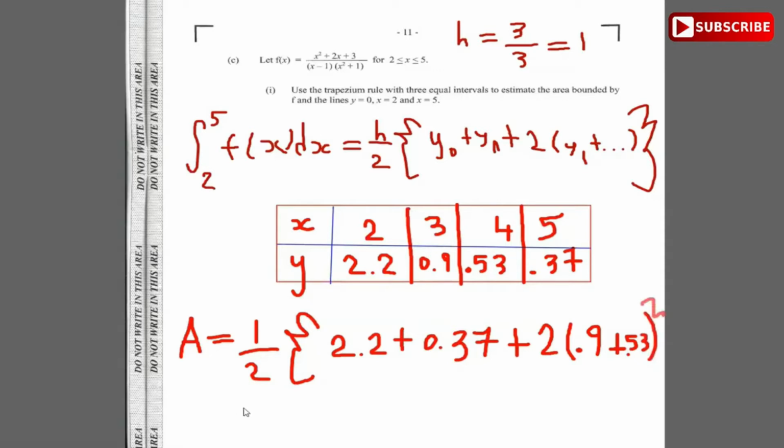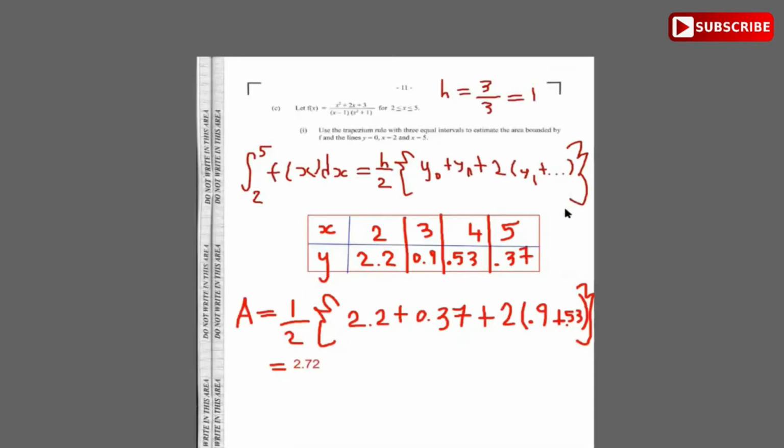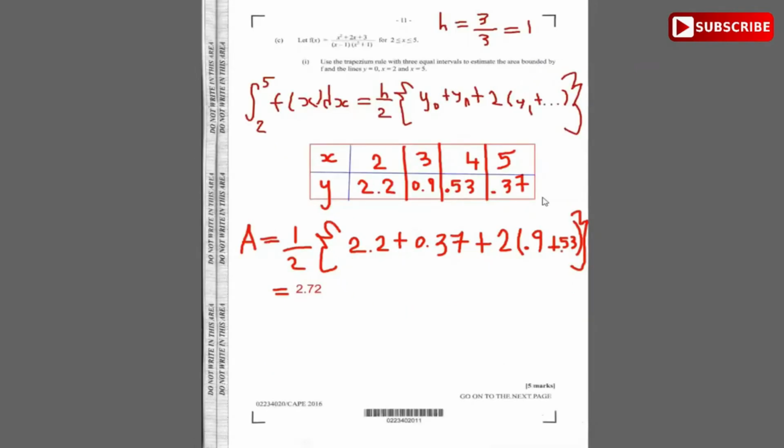Working this out, let's put all of this in our calculator: 2.2 plus 0.37 plus 2 times 0.9 plus 0.53, divided by 2, and I get 2.72. So that's the area. That's what I'm getting using the trapezium rule. Nice.